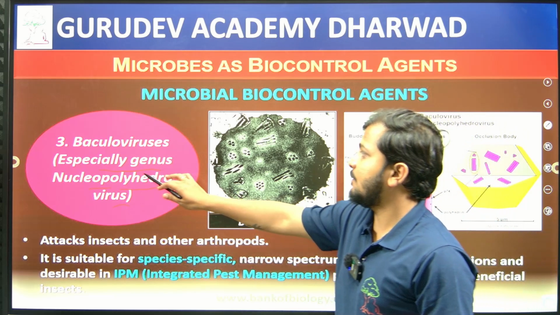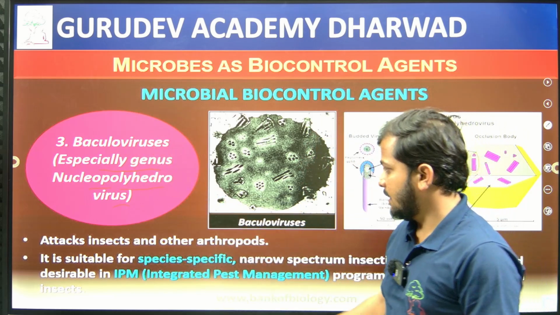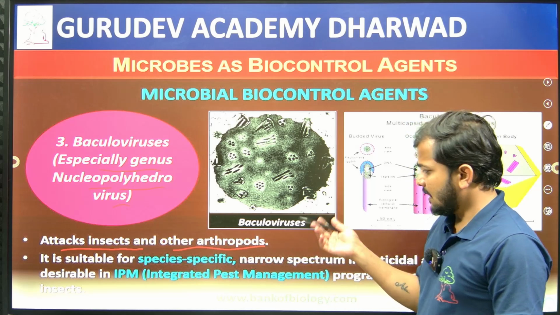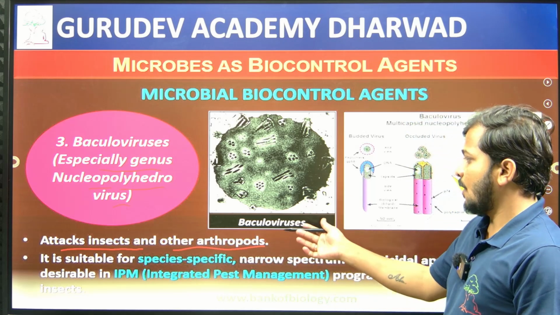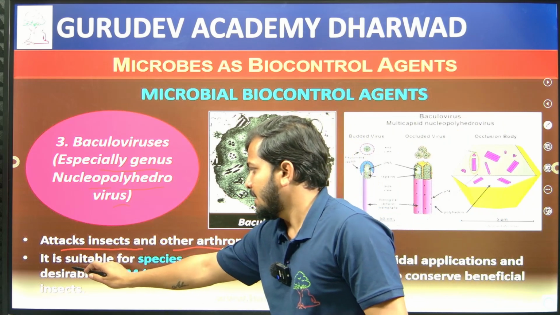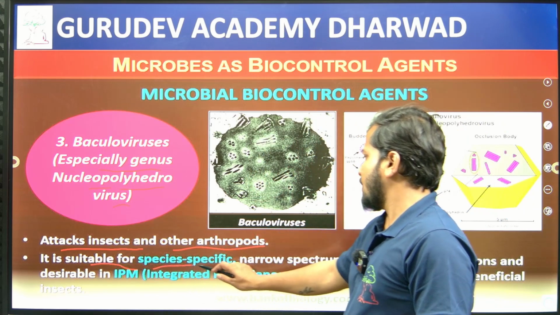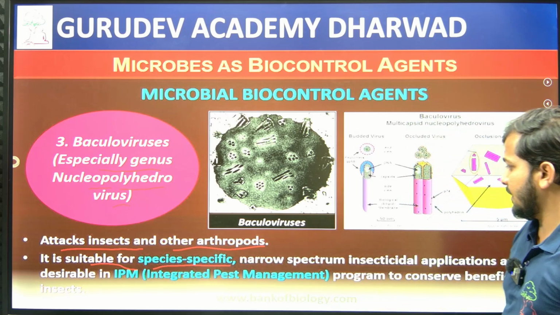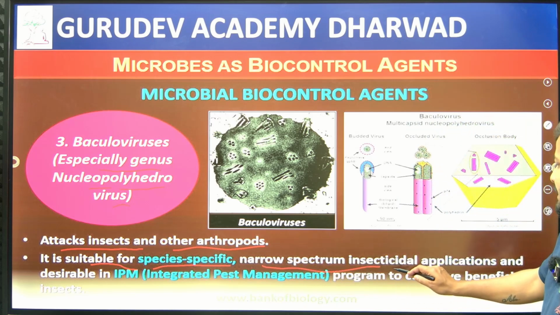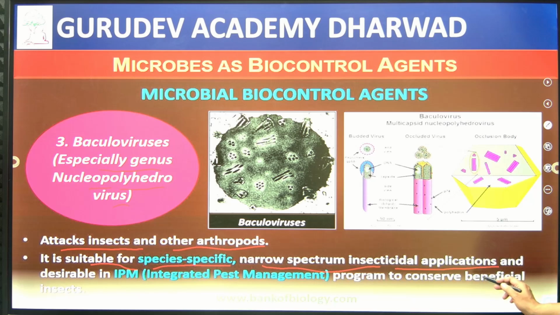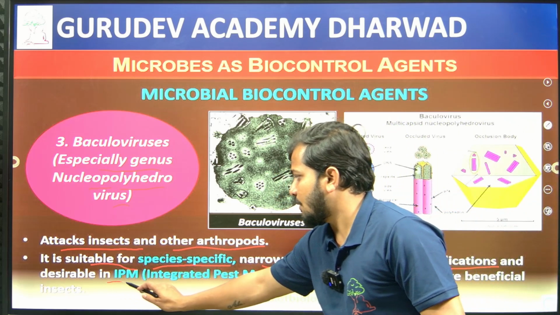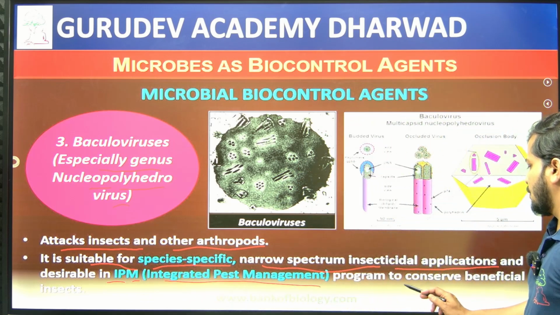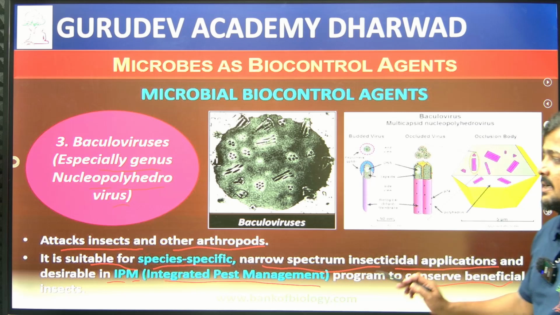Nucleopolyhedrovirus, or what we call baculovirus, attacks insects and other arthropods. It is going to kill particular arthropods or some insects. It is species specific and suitable for narrow-spectrum insecticidal applications, and desirable in an IPM (integrated pest management) program, to conserve what are called beneficial insects.